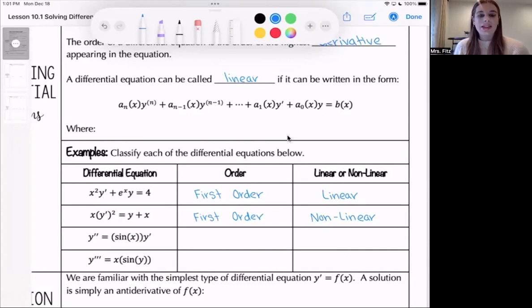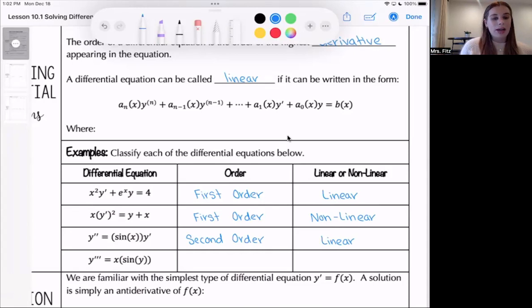Okay, the next one, we have y double prime is equal to sine of x times y prime. This is a second order, because your highest derivative is the second derivative. And this one actually is linear as well, because it can be written as a function of x times your derivative plus another function of x times your other derivative. You can actually rearrange the equation and make it look like that general form at the top.